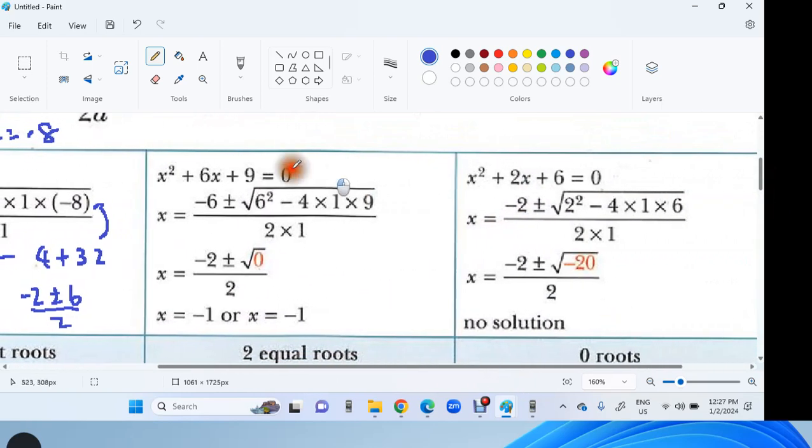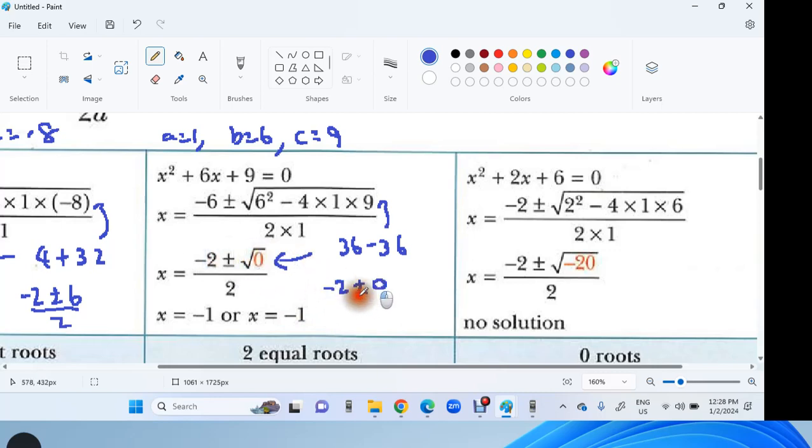For this one, we have x squared plus 6x plus 9, so a equal to 1, b equal to 6, c equal to 9. Then it will become negative 6 plus minus square root of 6 squared minus 4 times 1 times 9. So this will become 36 minus 36, which is 0. Square root of 0 is 0. So we have negative 2 plus minus 0 over 2. So if it is negative 2 over 2 and negative 2 over 2, we have 2 equal roots.